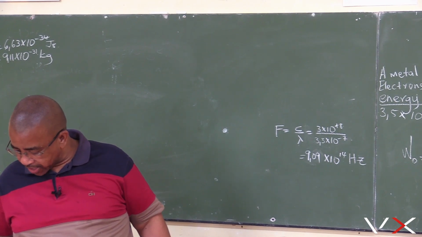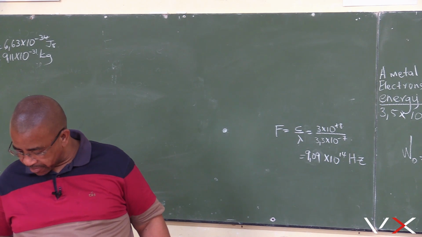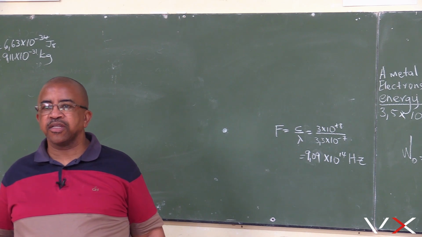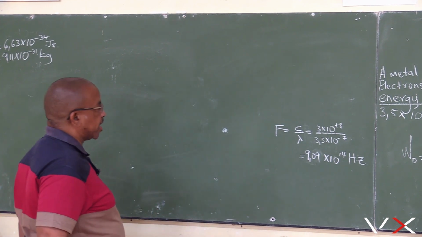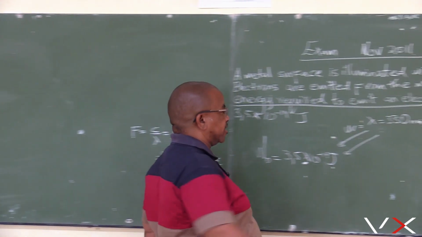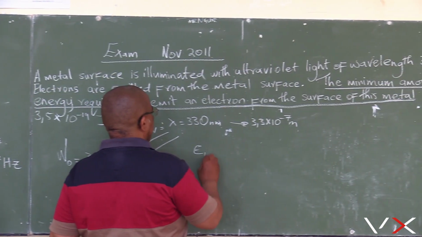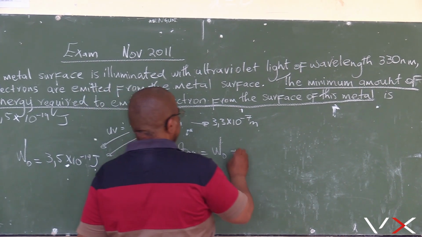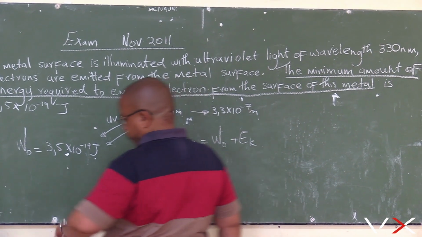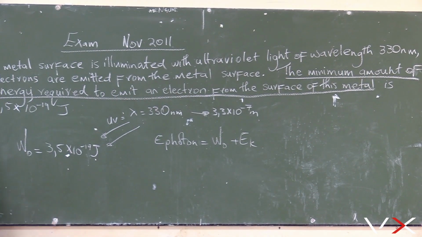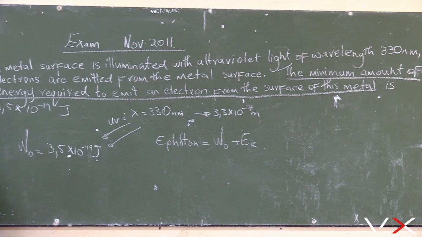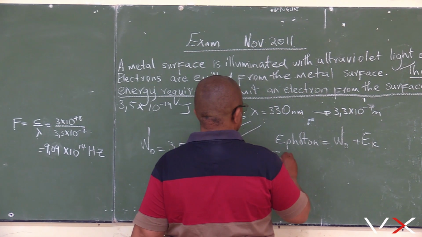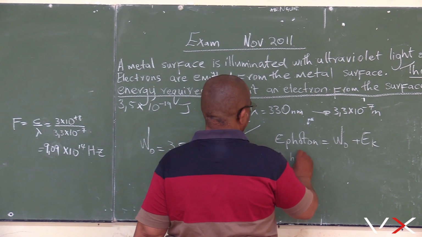Calculate the kinetic energy of photoelectrons emitted from the surface of the metal when the ultraviolet light shines on it. Okay, we want the kinetic energy. We know that the energy of a photon is equal to the work function plus kinetic energy. So what is the energy of a photon? It's hf.